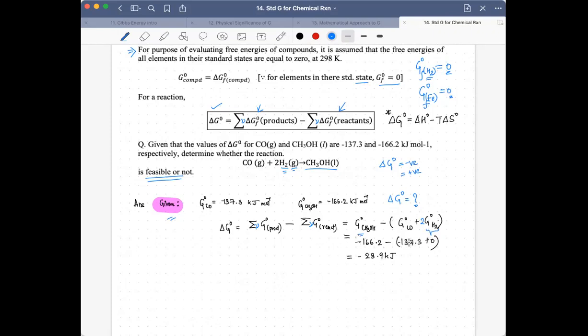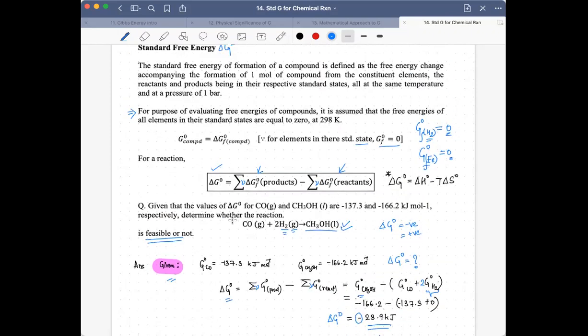Now, when you solve this, it becomes minus 28.9. So this is the value of the delta G naught for this particular reaction. Since the value is negative, we can say that this reaction is feasible, or in other words, you can also call it spontaneous. So this is how you should be able to calculate the delta G naught for a reaction.